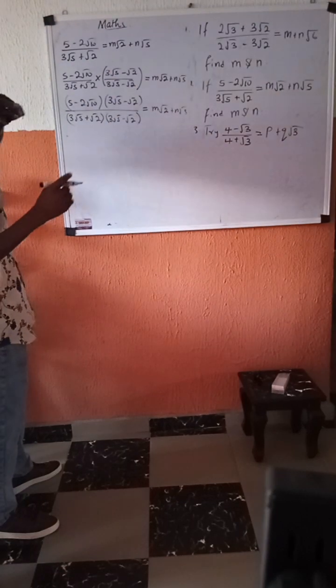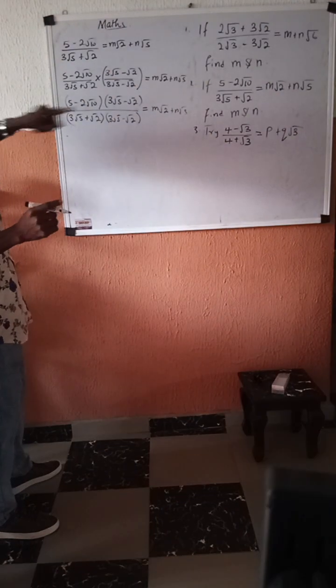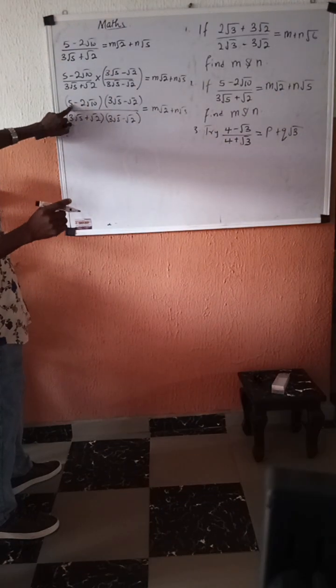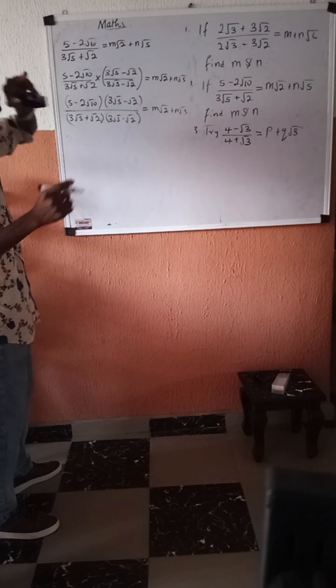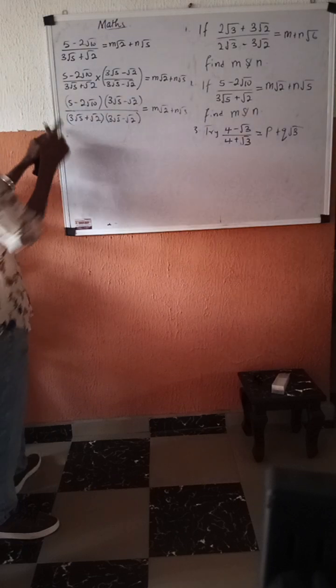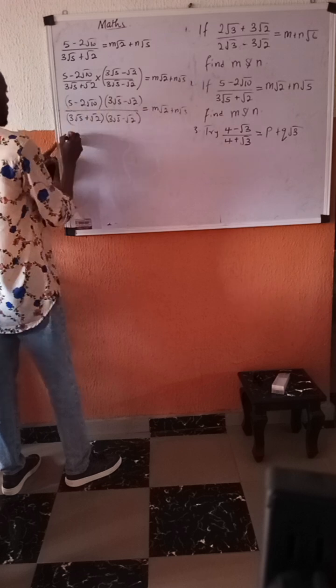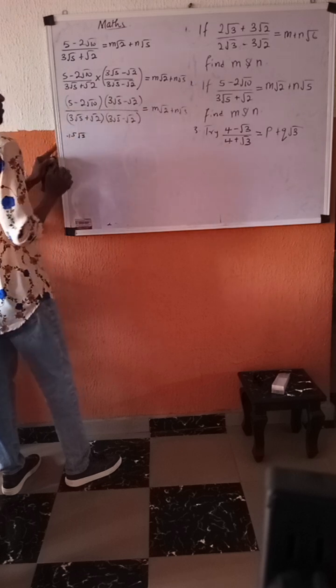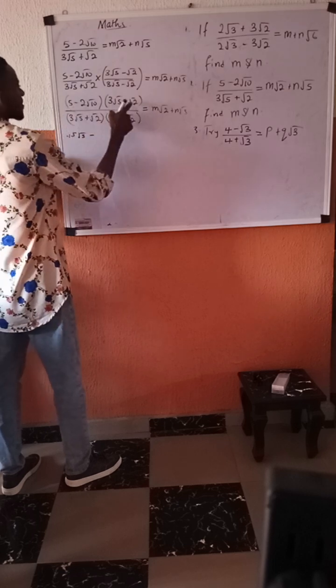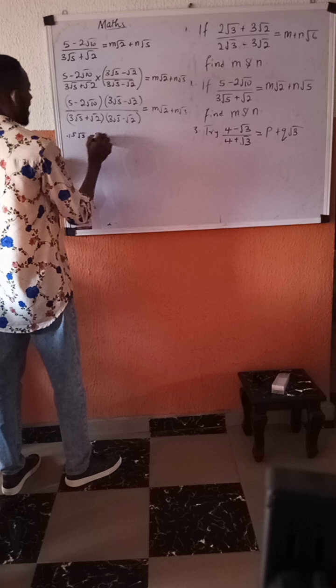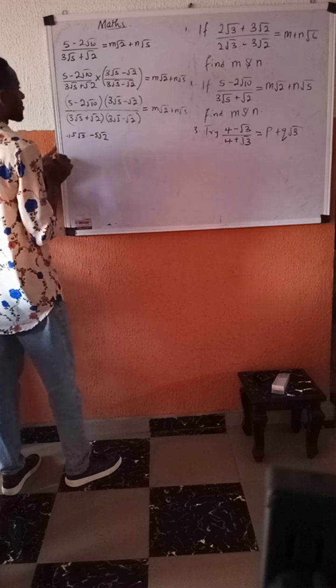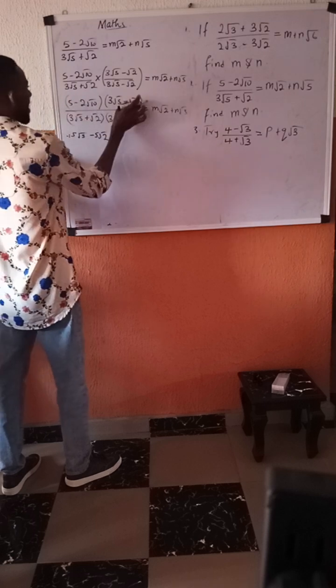We are now going to multiply out the brackets by taking the first term in the first bracket and multiplying with all the terms in the second bracket. So this is 5 and this is 3 root 5. 5 times 3 is what? 15 root 5. The sign here is minus. Here is 5, here is root 2. So I have 5 root 2. I am done using 5 to multiply everything here.